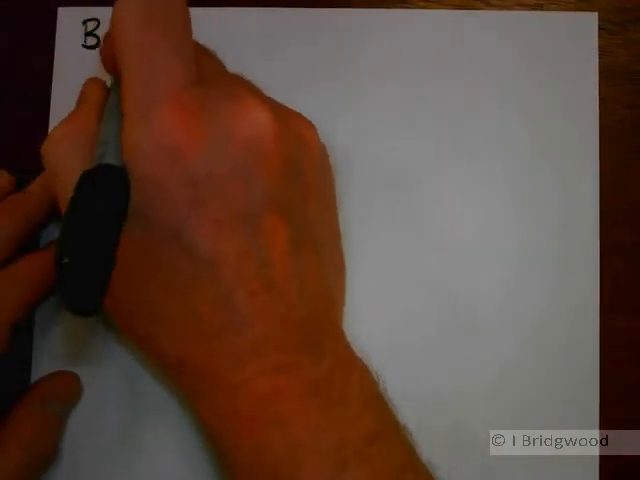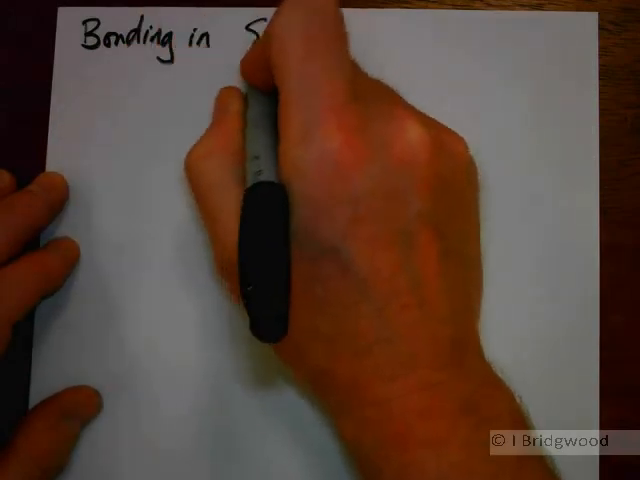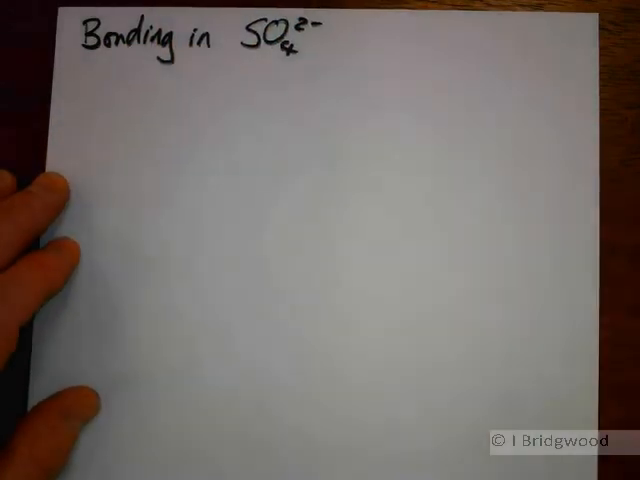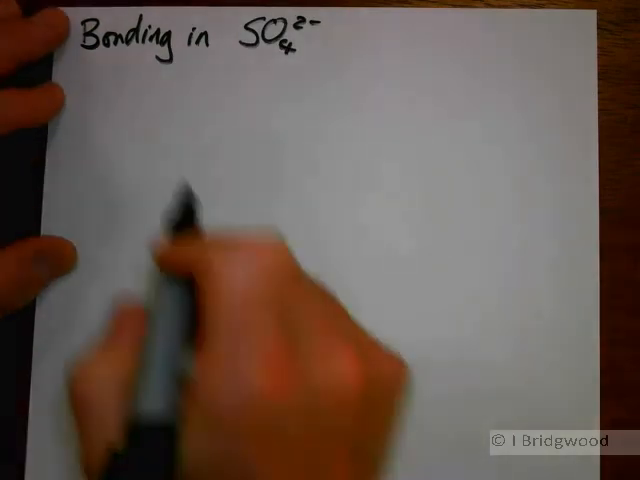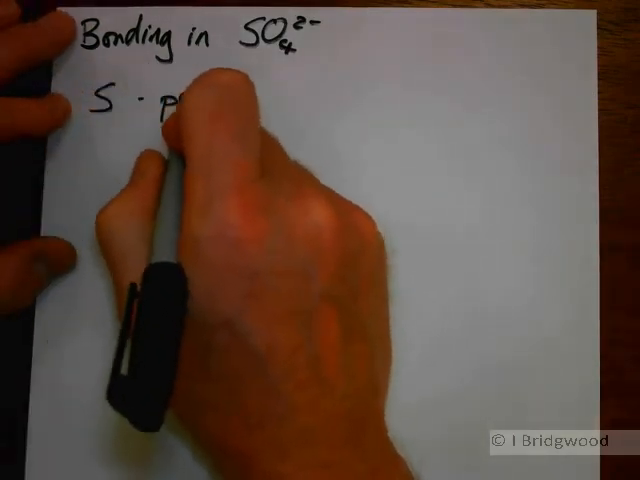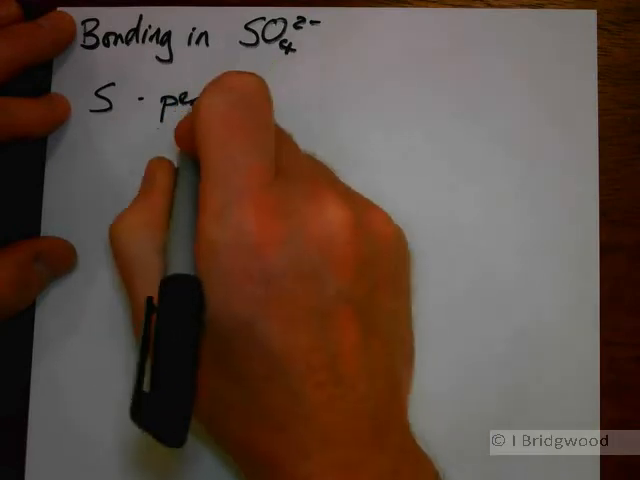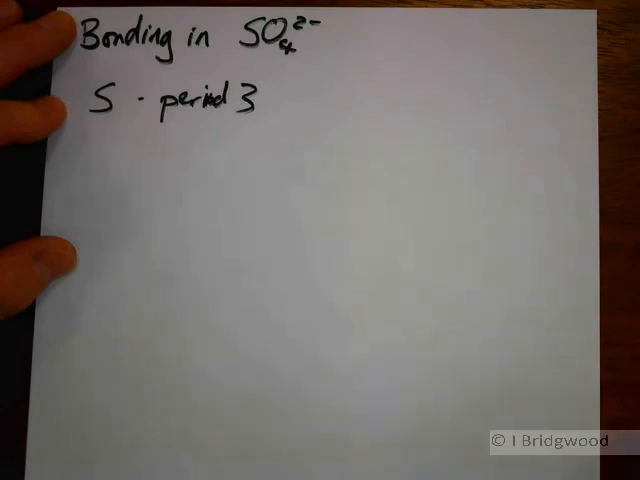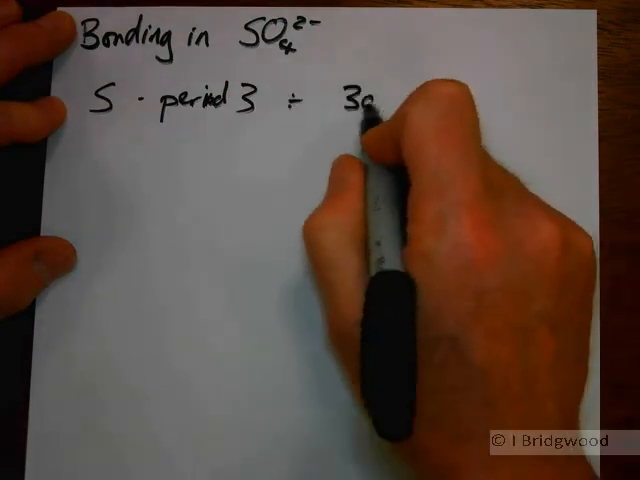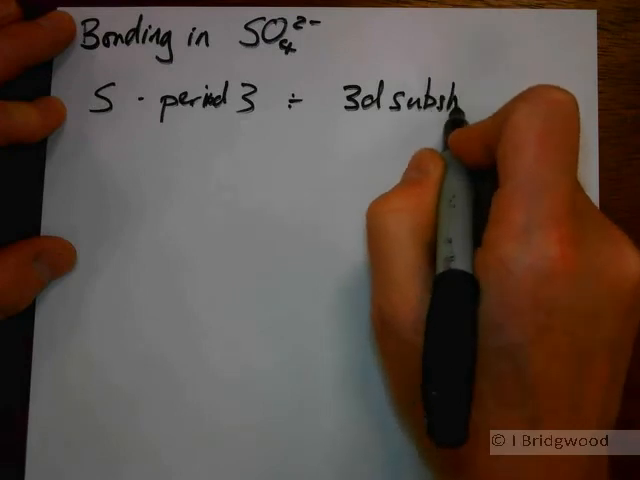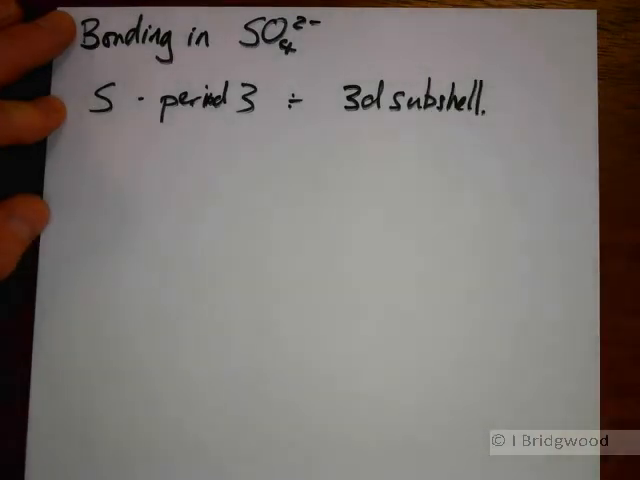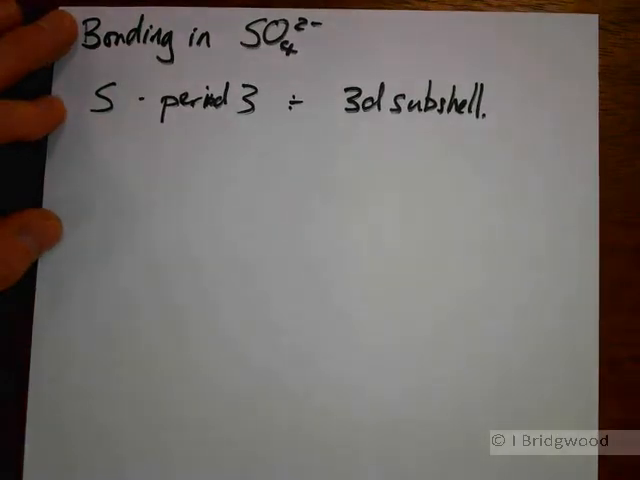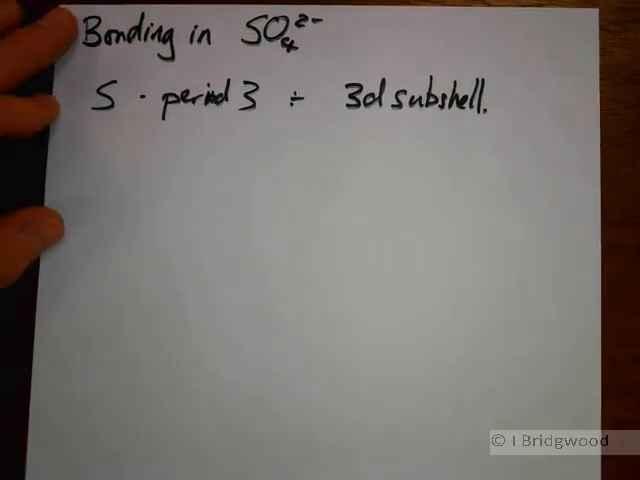So, bonding in the sulfate ion. Now, sulfur, of course, is in period 3 of the periodic table. Therefore, it has a 3D subshell. So it can actually expand its octet. It doesn't necessarily have to have just 8 electrons in its outermost shell. There's room for more in its outermost shell.